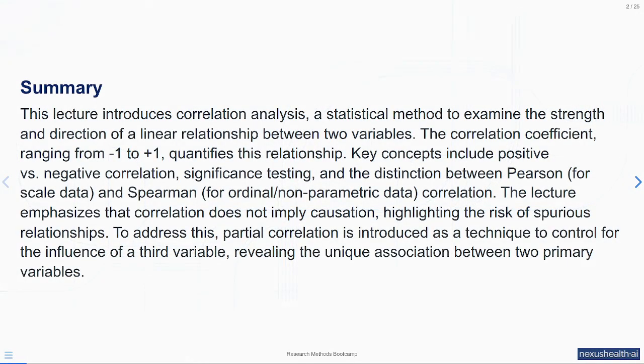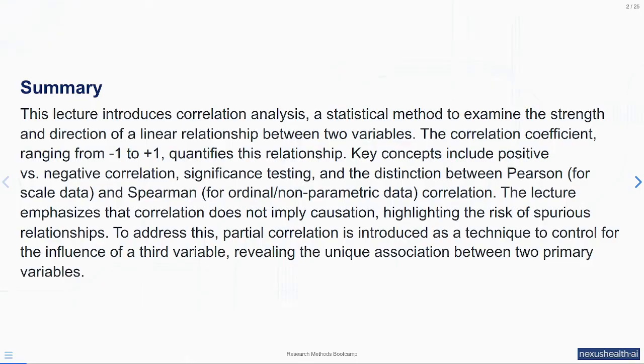This lecture will introduce correlation analysis, which is a statistical method to examine the strength and direction of a linear relationship between two variables. The correlation coefficient, ranging from -1 to +1, quantifies this relationship. We shall also be discussing key concepts such as positive and negative correlation, significance testing, and the distinction between Pearson correlation and Spearman's correlation. We shall emphasize that correlation does not imply causation and highlight the risk of spurious relationships.